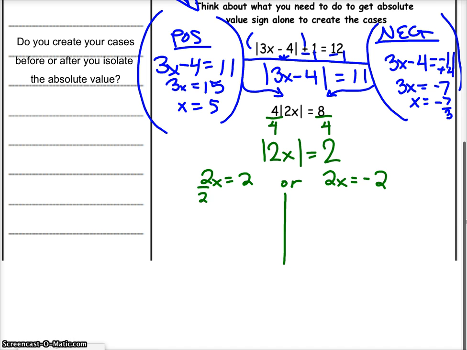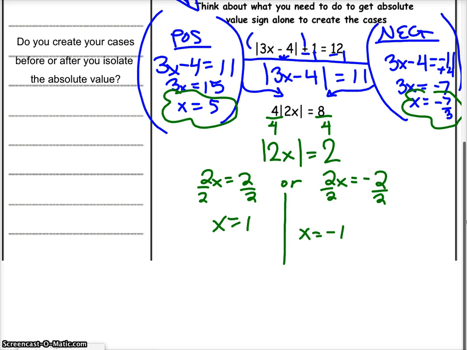Solve both. X is 1. X is negative 1. Is it always where it's a number and it's opposite? No, because we proved that right here. I have 5 and negative 7/3. The only time it's a number and it's opposite is when it's multiplying or dividing.